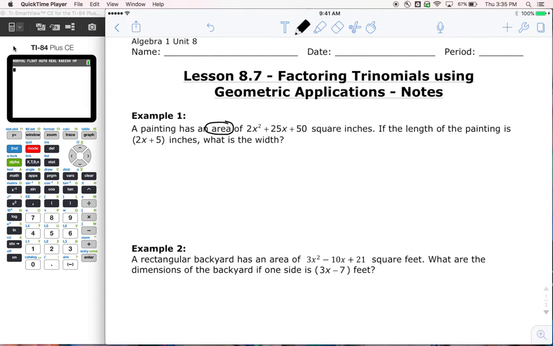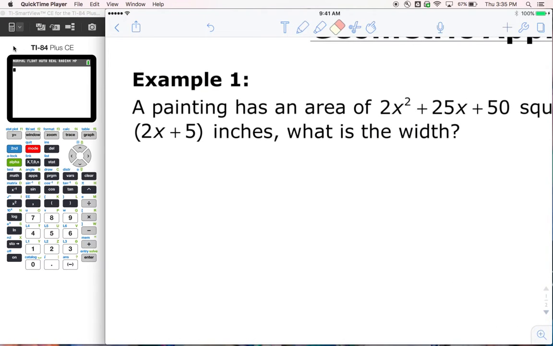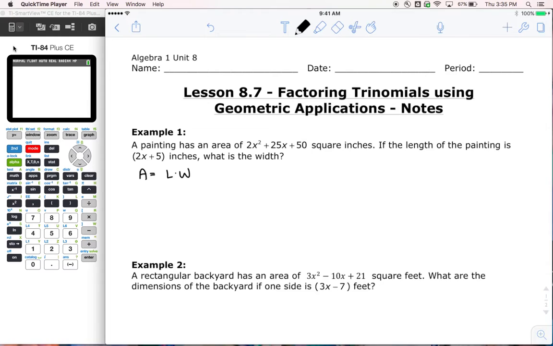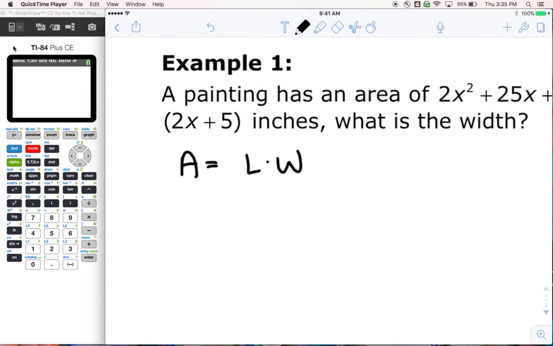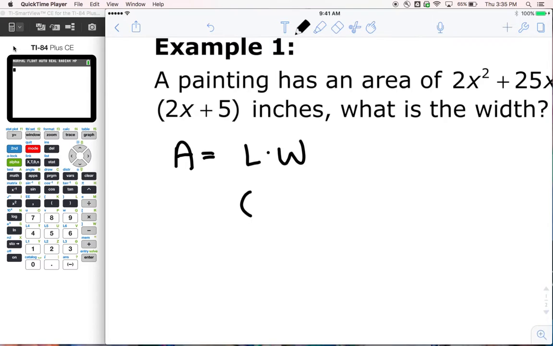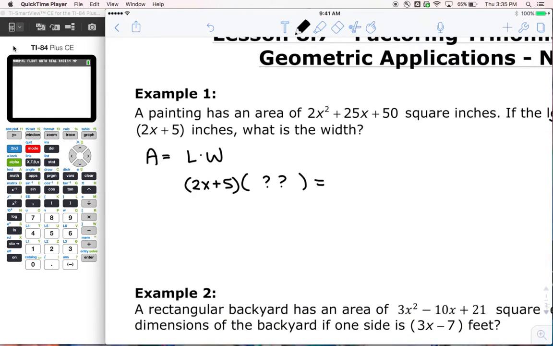It's talking about area. Well, we know that area is length times width. So it tells us the length of the painting is 2x plus 5. And then it says, what is the width? So we don't know the width. We know the whole area, though, because it tells us it is 2x squared plus 25x plus 50. So we have one of the sides, but not both. So what can we do to find this?